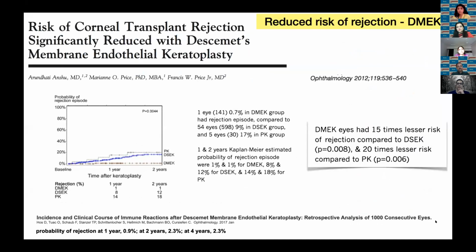And we all know that the rejection rates of DMEK are far lower compared to DSEK or penetrating keratoplasty, usually in the range of somewhere between 1% and about 4%.